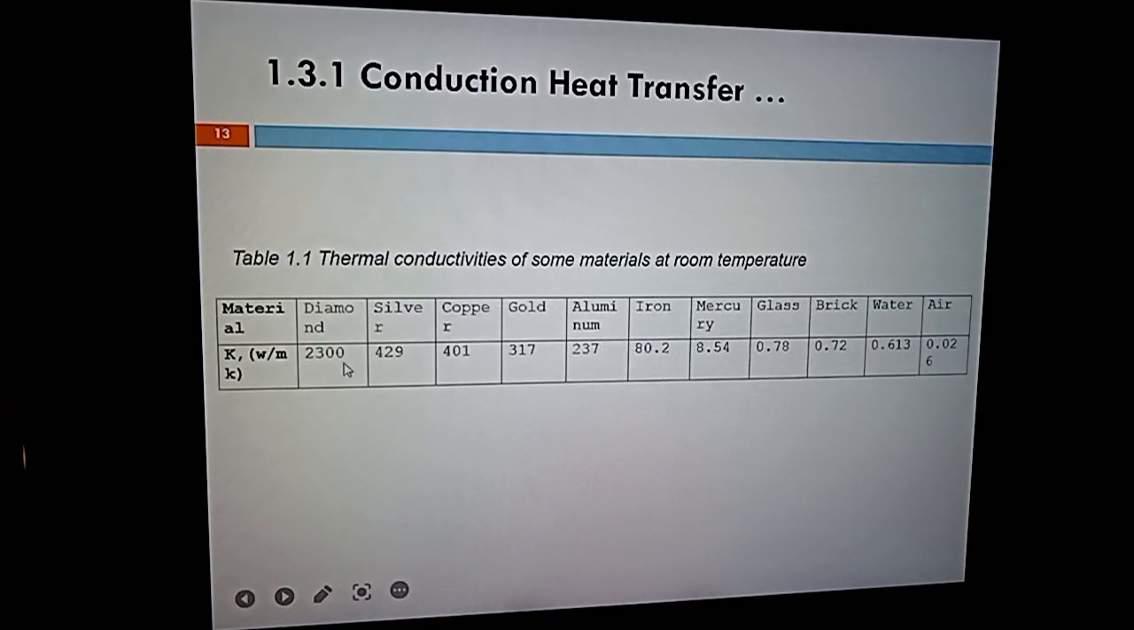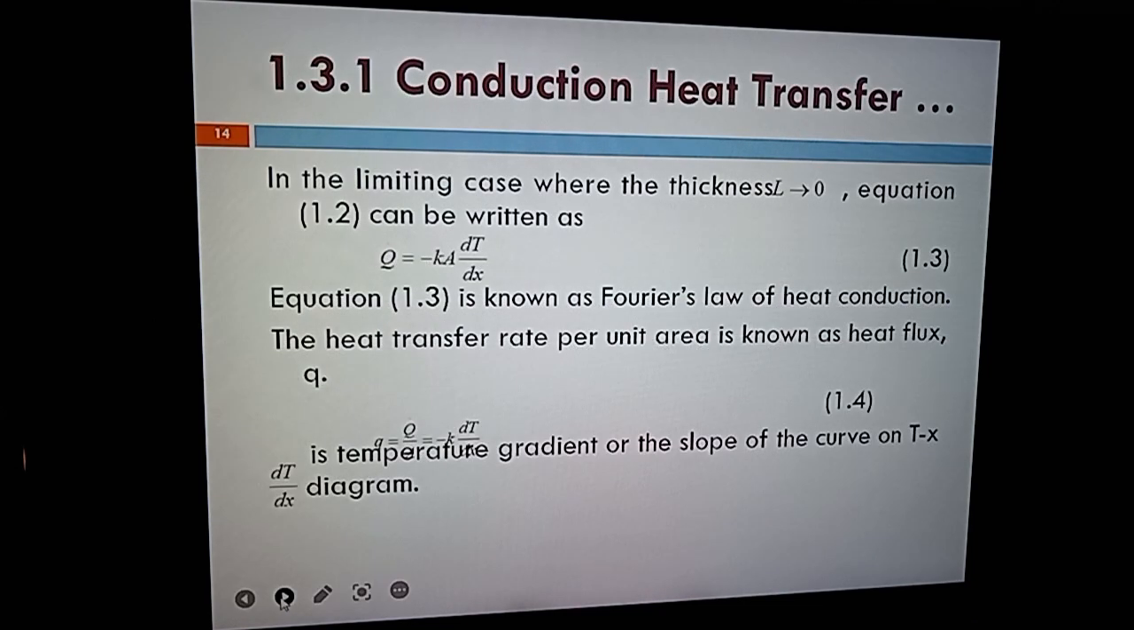The thermal conductivity of some materials is listed below. Diamond conductivity is 2300, and silver conductivity is 429. Copper conductivity like this, gold conductivity like this, aluminum conductivity like this, then iron, mercury, glass, bricks, water, and air. Those are nonmetallic materials. Their conductivity is very low because of the property of the materials.